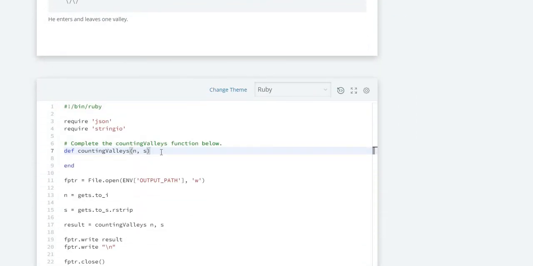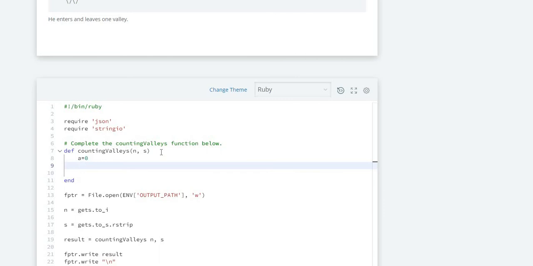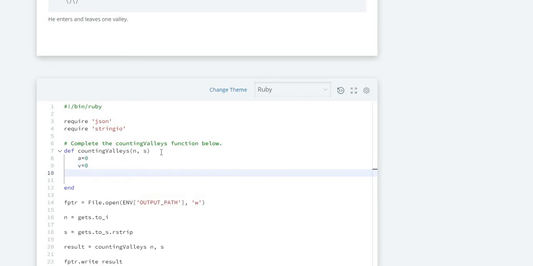Here, as we mentioned, we will have an altitude counter and its first value will be 0, because at the beginning we are at sea level. And we will have a valley counter and also it will be 0 at the beginning. And we have a string. There's another input here, the length of the string. We don't need it to solve this problem with Ruby.